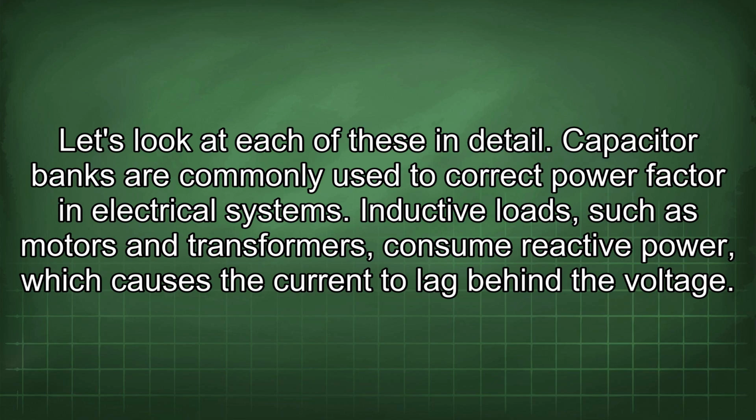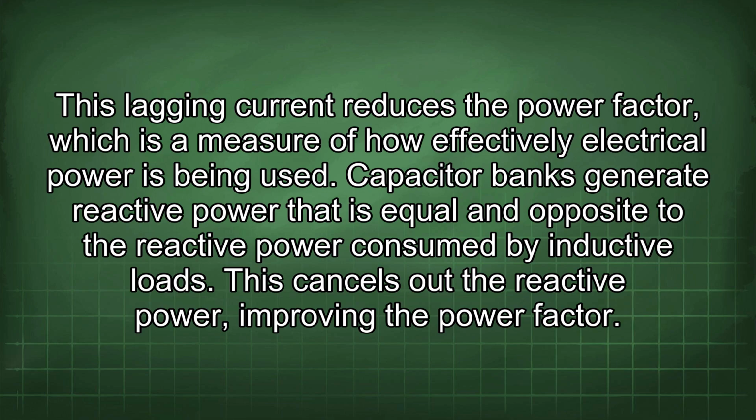Capacitor banks are commonly used to correct power factor in electrical systems. Inductive loads, such as motors and transformers, consume reactive power, which causes the current to lag behind the voltage. This lagging current reduces the power factor, which is a measure of how effectively electrical power is being used. Capacitor banks generate reactive power that is equal and opposite to the reactive power consumed by inductive loads. This cancels out the reactive power, improving the power factor.